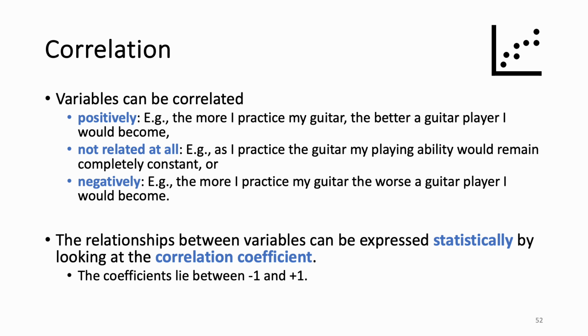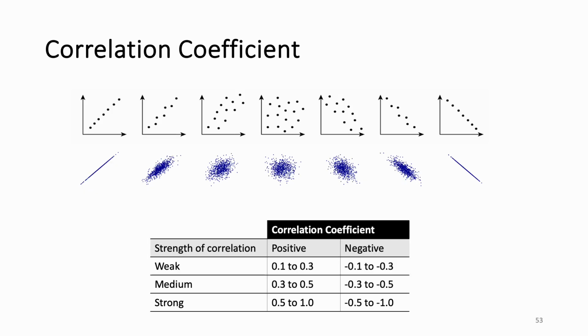The relationship between the variables can be expressed statistically, and when you run the correlation test, as an output you will also get the correlation coefficient. This coefficient can be between -1 and +1. If the coefficient is negative, then you have a negative correlation, and if the coefficient is positive, then you have a positive correlation. The correlation coefficient provides information about how strongly the variables are correlated to each other.